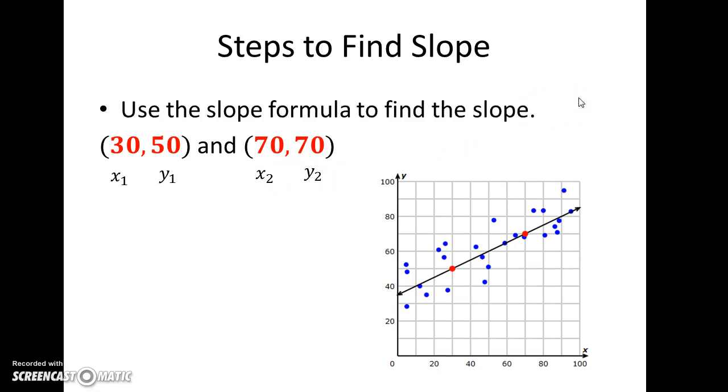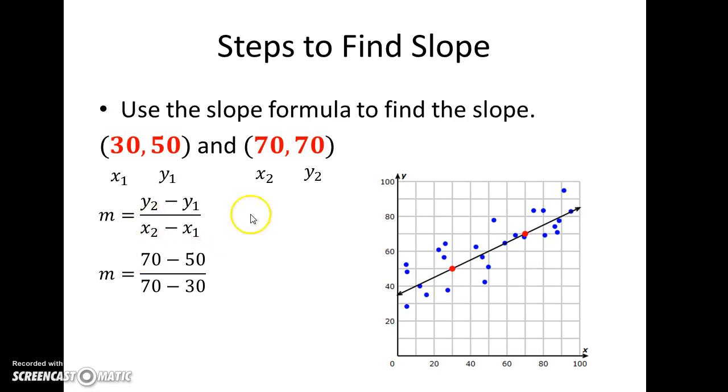Next step, use the slope formula to find the slope. The slope formula is m equals y sub 2 minus y sub 1 over x sub 2 minus x sub 1. Let's substitute in. So 70 minus 50 over 70 minus 30. 70 minus 50 is 20. 70 minus 30 is 40, and if we reduce this all the way down using a calculator or your head, or divide each side by 20, you'll eventually figure out that 20 over 40 in simplest form is 1/2.